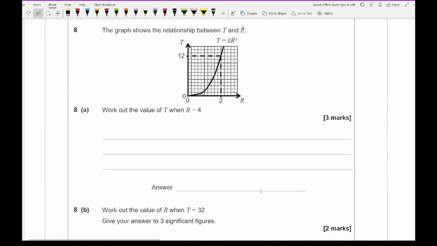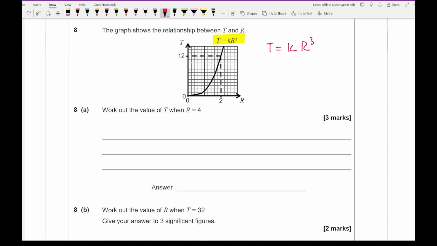Then moving on to question 8, it says the graph shows the relationship between t and r. And it says work out the value of t when r equals 4. So let's have a look at this. We can see that the formula is at the top, which again can be quite discreet. You may have missed that off. So here I've got t equals k r cubed.